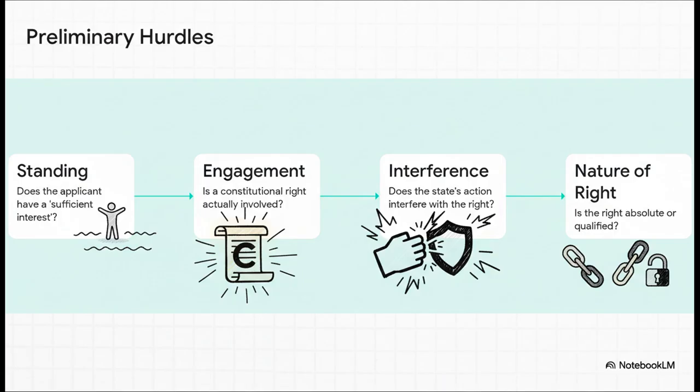First, standing. Are you the right person to be suing in the first place? Second, engagement. Is a constitutional right even involved here? Third, interference. Has the government actually done something that affects that right? And finally, what's the nature of the right? Is it an absolute one, which can never be limited, or is it qualified? Only after the applicant proves those first 3 does the ball jump into the government's court to justify what they've done.